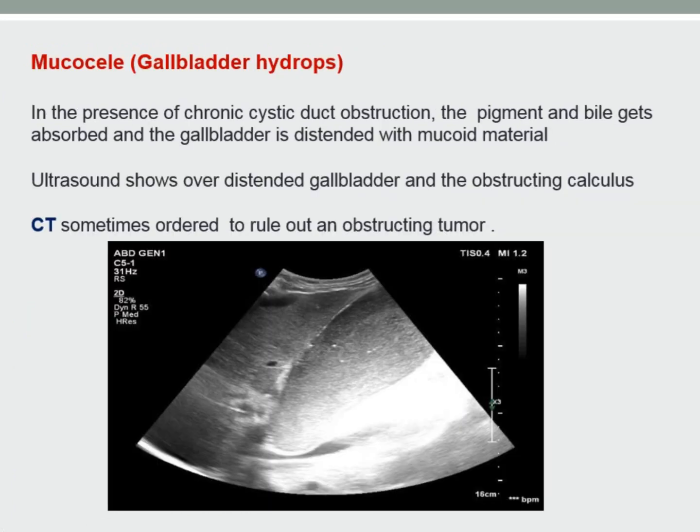Mucocele may happen as a complication of gallstone, or when there is a tumor or an extrinsic compression causing cystic duct obstruction. Pigment in the bile gets absorbed, then the gallbladder is distended with mucoid material. On ultrasound, it shows a distended gallbladder, and an obstructing calculus may also be seen. As I said, it may happen due to other causes, for example an obstructing tumor, and this time we may order a CT to exclude an obstructing tumor.